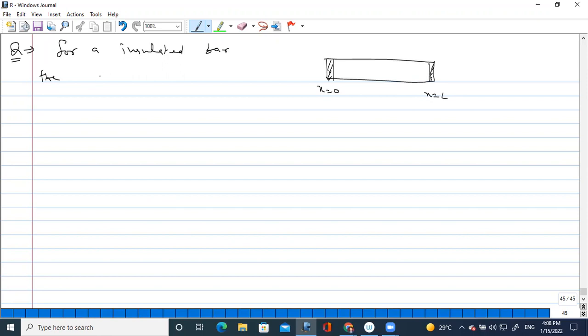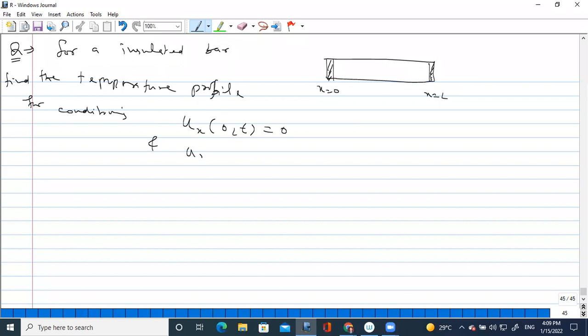Find the temperature profile for the conditions given like this. u_x(0,t) is equal to 0 and u_x(L,t) is also 0. Here u_x means differentiation with respect to x. Okay, so these are the two conditions given.